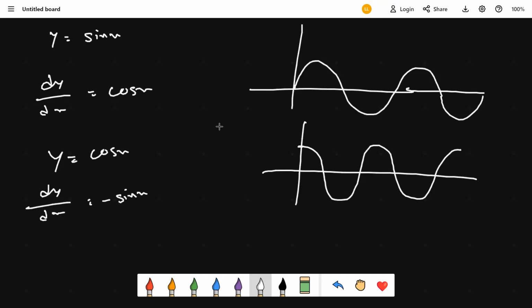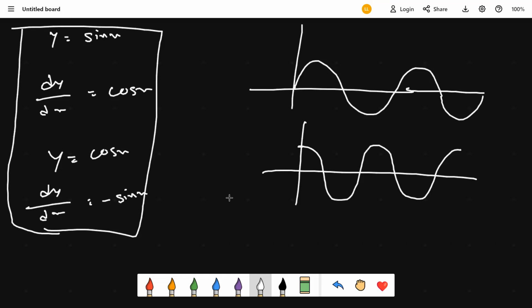You can take notes of them, because these are some of the most important terms. In questions, you often get this sort of question. So when you have sin x, just remember the differentiation of sin x is simply cos x, and the differentiation of cos x is negative sin x.